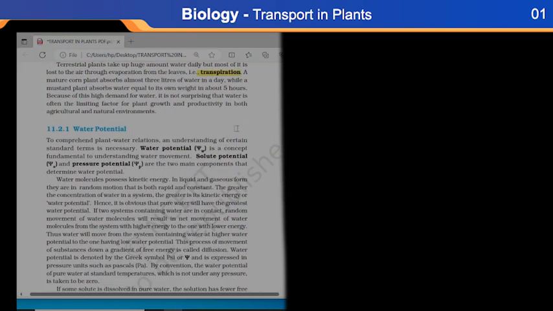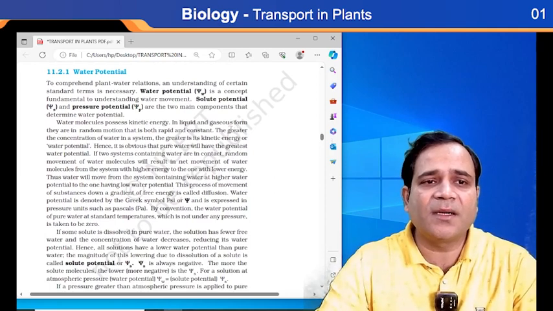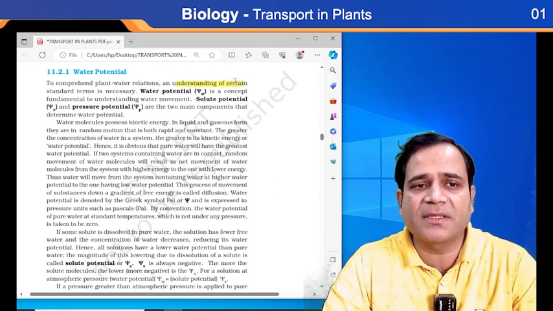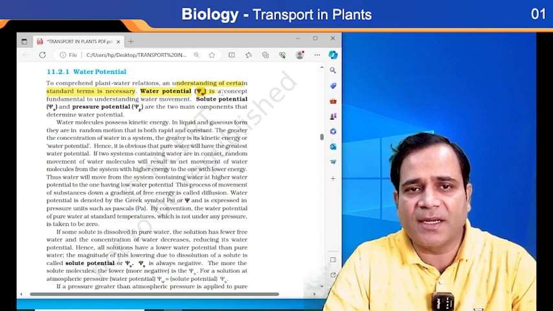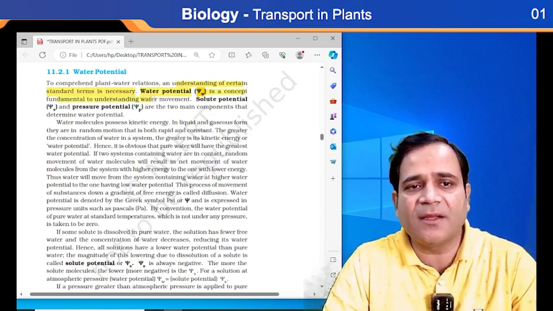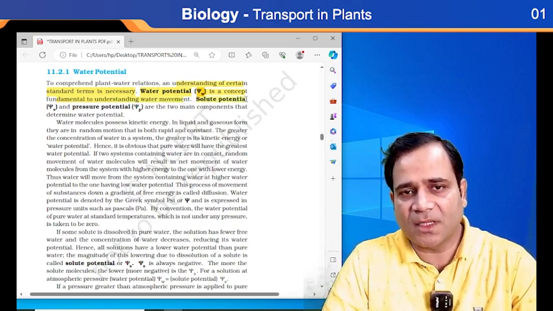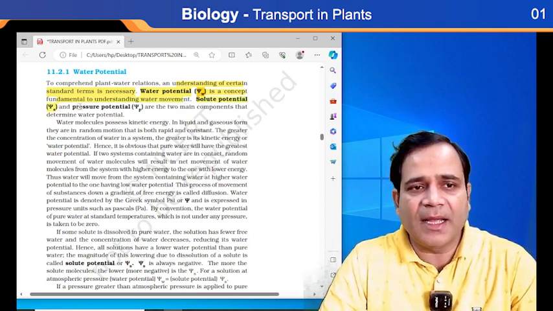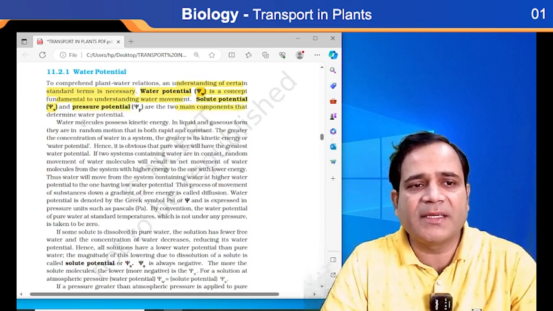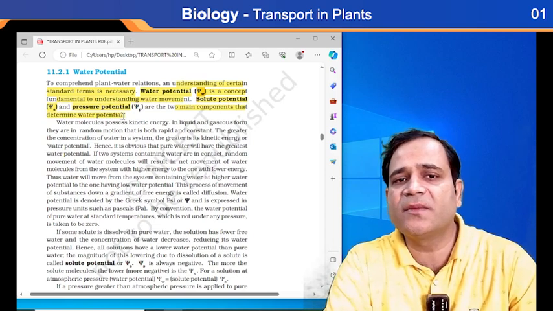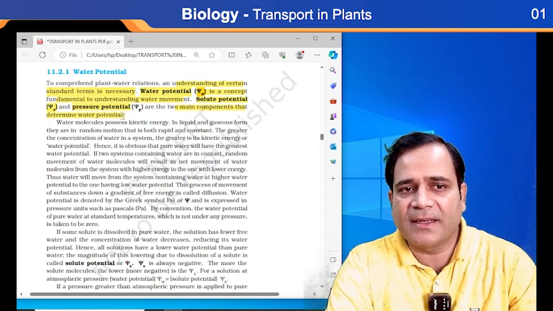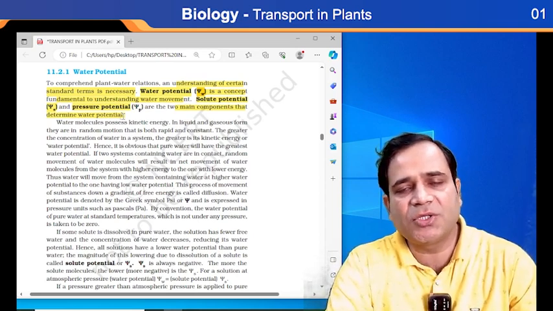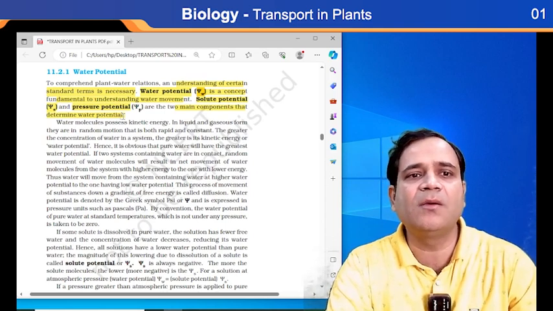So here the term water potential, yes, see. Here the water potential, you know, that understanding of certain standard terms is necessary. That is what? Water potential. Yes, in this way we represent. Psi W is a concept fundamental to understanding water movement, my dear. So the solute potential and pressure potential are the two main components that determine water potential. So here are the two things. One is the word solute potential, or you say the word pressure potential, my dear. Getting my point? Solute potential and pressure potential, the two main components that determine the water potential.